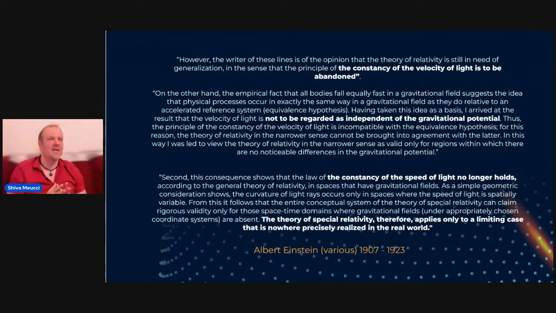"It's not to be regarded as independent of the gravitational potential." In other words, it is locked to the gravitational potential. You must understand constancy in the context of the gravitational potential, where you have gone away from the previous theory of special relativity and into the more general theory, general relativity. So the constancy of the speed of light no longer holds, is another thing he says. "This theory of special relativity therefore applies only to a limiting case that is nowhere precisely realized in the real world." That's Albert Einstein, numerous quotes.